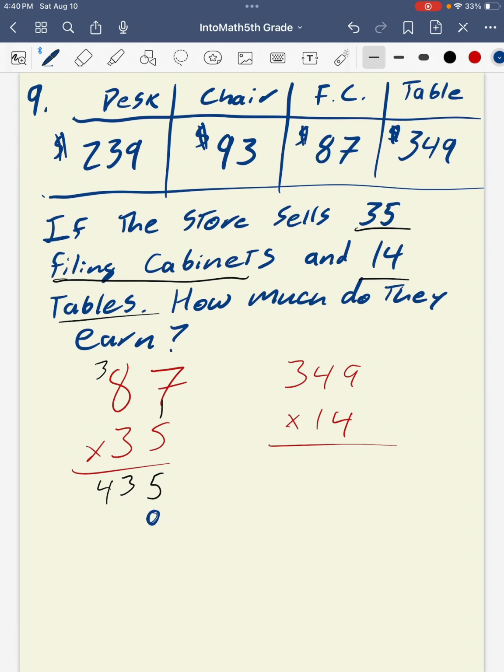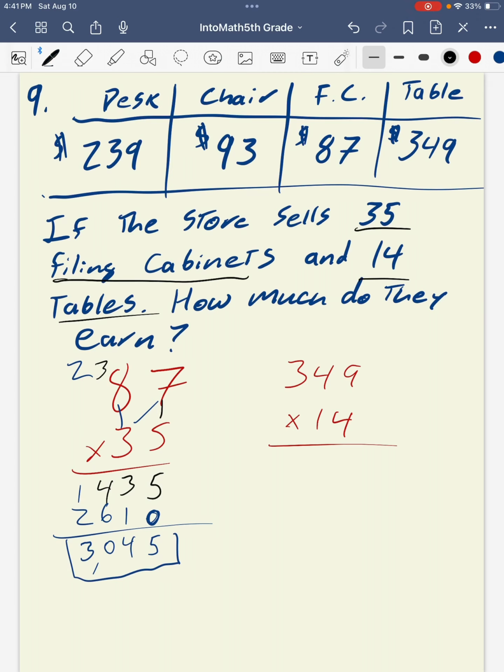On to my tens. Remember my placeholder 0 because I'm not multiplying by my ones. I do 3 times 7, which gives me 21, and 3 times 8, which is 24, plus an additional 2 for 6. Add this all up. 5 plus 0 is 5, 3 plus 1 is 4. 4 plus 6 gives me 10, carry the 1, and 1 plus 2 is 3. And it's $3,045 for all of the filing cabinets.